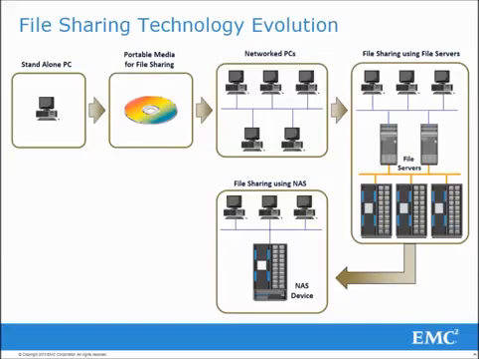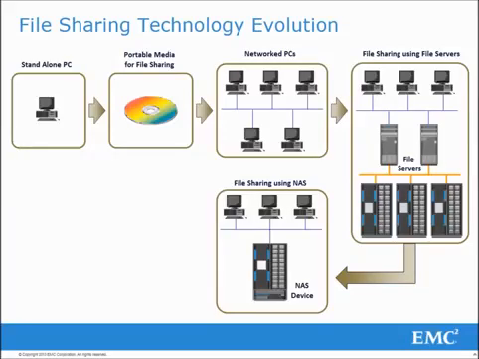File sharing technology evolution. The figure on the slide depicts how file sharing technology has evolved over time. Traditional methods of file sharing involved copying files to a portable media such as a CD, a DVD, or a USB flash drive and delivering them to other users. This approach is not suitable in a scenario in which a large number of users at different locations need access to common files, such as in an enterprise environment.